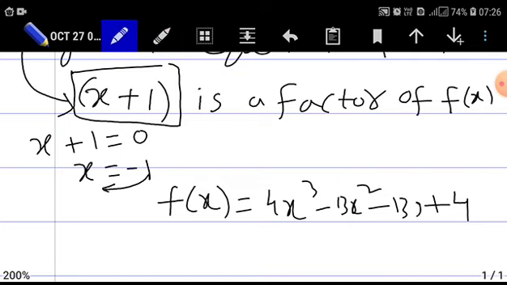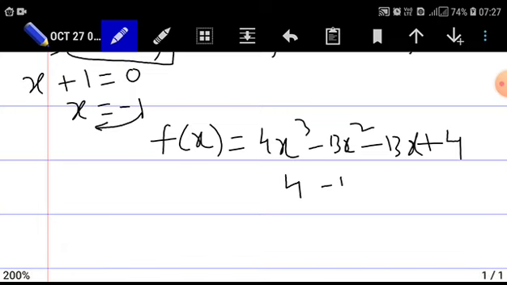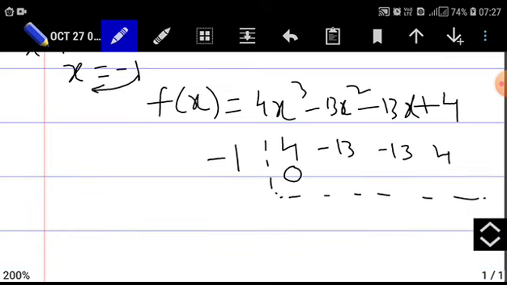(13x plus 4). So we write this in matrix form by taking 4, minus 13, minus 13, 4, and we take minus 1 as one of the roots, so we take minus 1 on the left. Now we start from taking 0. In the first step we start with 0, adding 4 plus 0 we get 4.